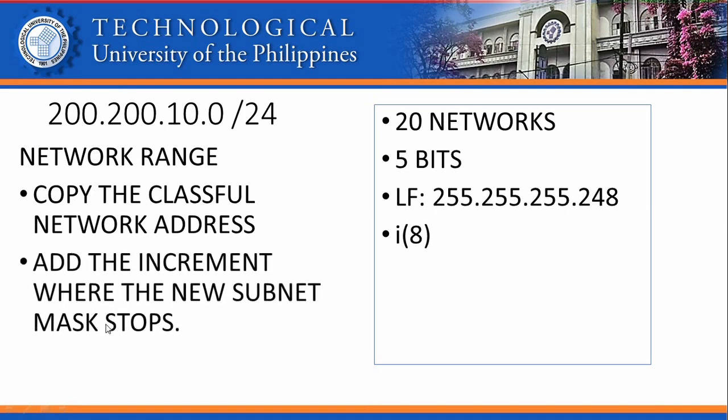Pag sinabi natin na where the new subnet mask stops, yan yung huling octet na may value sa new subnet mask natin. So, tingin lang tayo sa long format natin. Which octet merong huling value? Yung last octet natin, which is 0.248. Since dyan nagkaroon ng huling value, doon lang tayo mag-i-increment sa last octet ng classful network address natin. Doon sa 0.0, diyan lang tayo mag-i-increment.